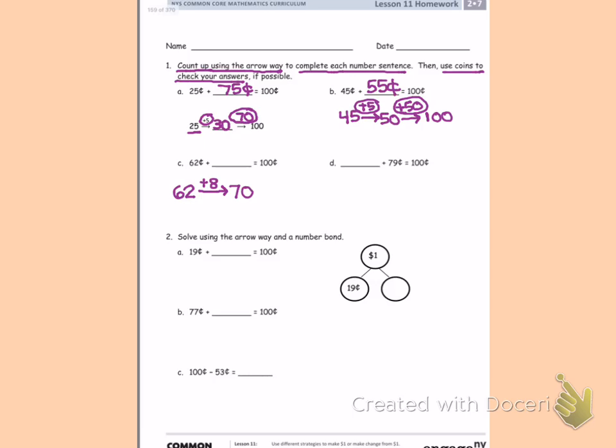And now that I'm at 70, I need to add a certain amount to get to 100. 70 is the same as 7 tens. If I have 7 tens, I need 3 more tens to get to 10 tens, or 100. And 3 tens is 30. I take that 30 plus 8, and I get 38. So 62 cents plus 38 cents equals 100 cents.